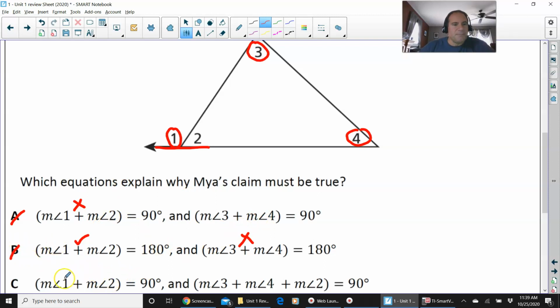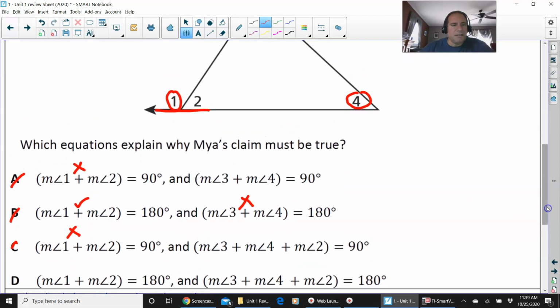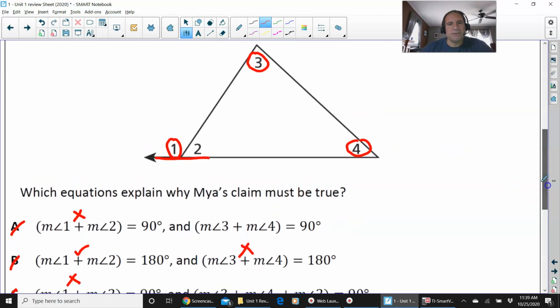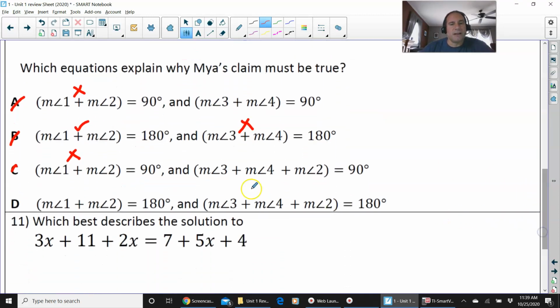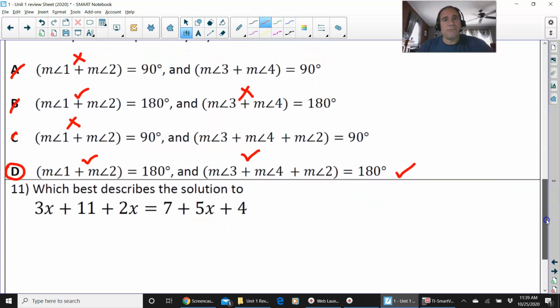That's out. Measure of angle 1 plus 2 equals 90. That's wrong. 1 and 2 does not equal 90. It must be D. Measure of angles 1 and 2 equals 180. And 3, 4, and 2 are the interior angles of the triangle. 3, 4, and 2 equals 180 degrees. That is correct. This one is correct. D is your answer. Circle it. Hopefully you did. Just go through each and every single choice.